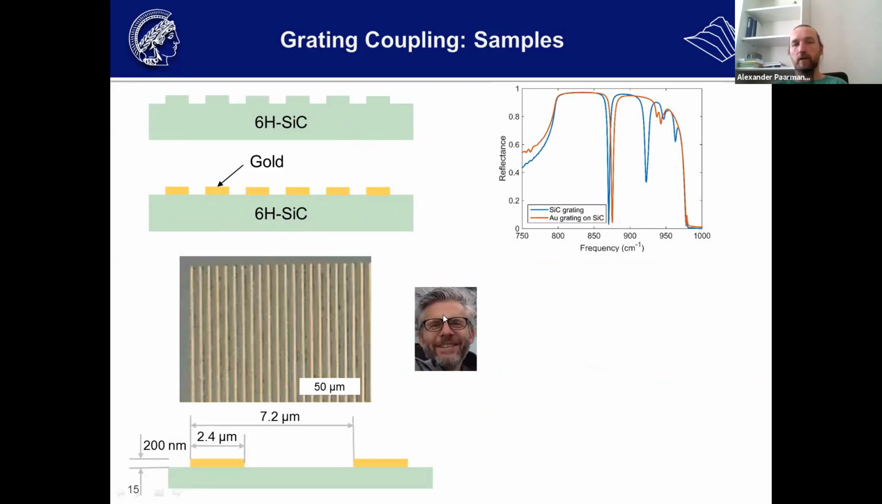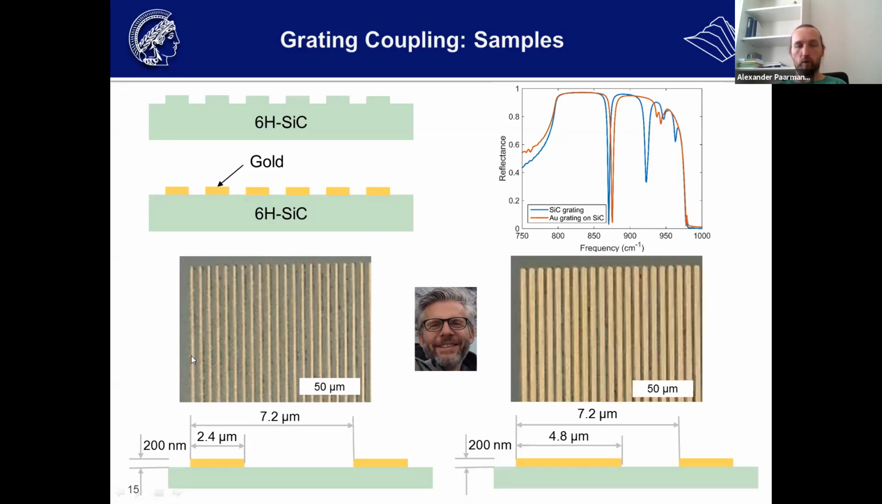And then we got very nice samples from Markus Münzenberg in Greifswald, who has a 3D printing type of infrastructure. And there we got essentially two types of gratings, both with 7.2 micrometer period, but in one case we had a third of the period being the bar width of the gold, and in the second one we had two thirds of the period as gold bars.